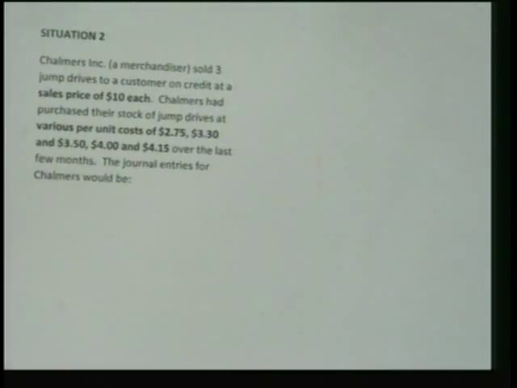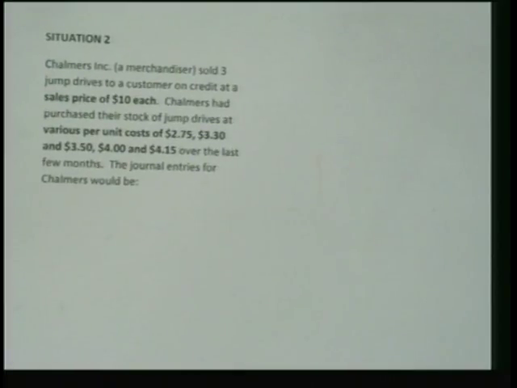Try to make the journal entries here. Okay? Go ahead and take 30 seconds and try to make these journal entries. Okay, Chalmers, Inc., a merchandiser, sold 3 jump drives to a customer on credit at a sales price of $10 each. Okay, that's all the same. Chalmers had purchased their stock of jump drives at various per unit costs of $2.75, $3.30, $3.50, $4, and $4.15 over the last few months.